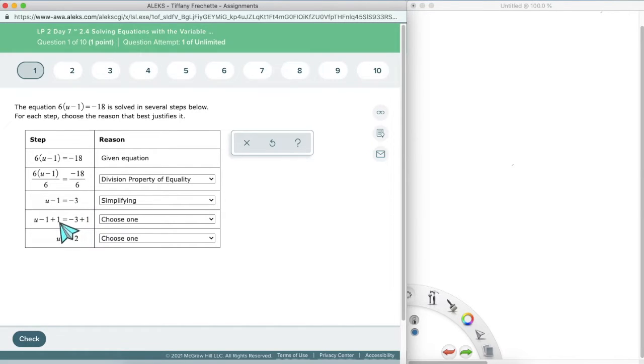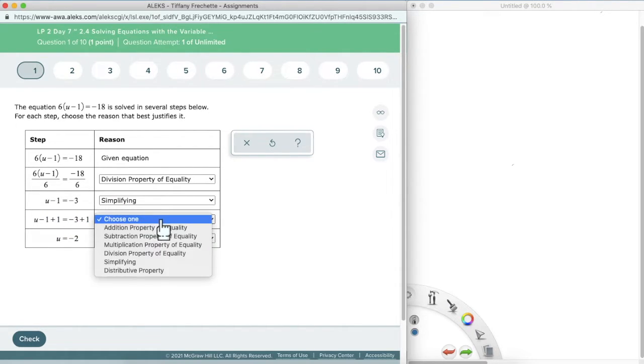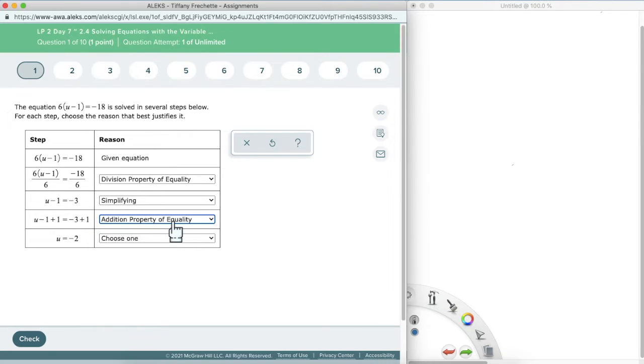So I'm adding 1 to both sides, because there's this minus 1. In order to get u by itself, if I look at step 3, I want to look at what's being added or subtracted, and I want to do the opposite of that. So I'm subtracting 1, so I'm going to add 1 to both sides here. So I'm going to look for the addition property of equality, which says I can add the same thing to both sides. It doesn't change the equation. I'm just moving things around.